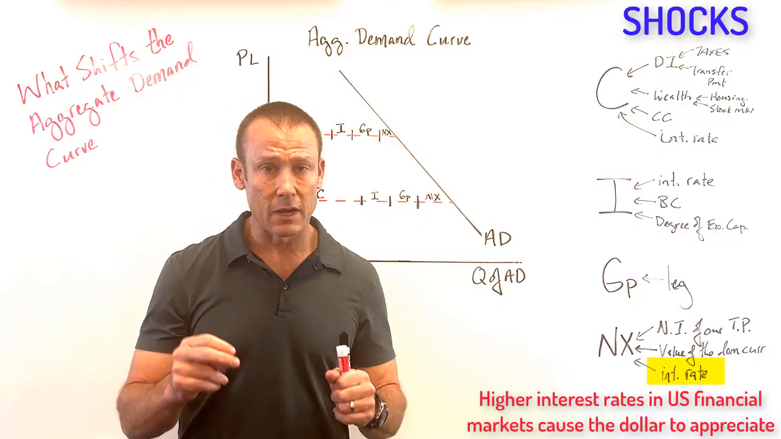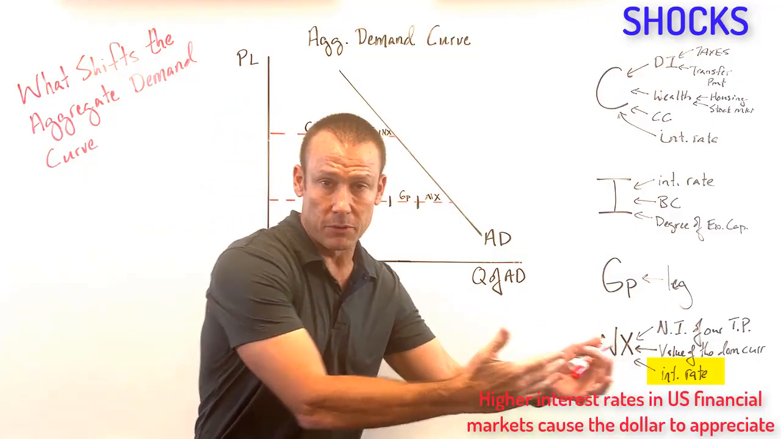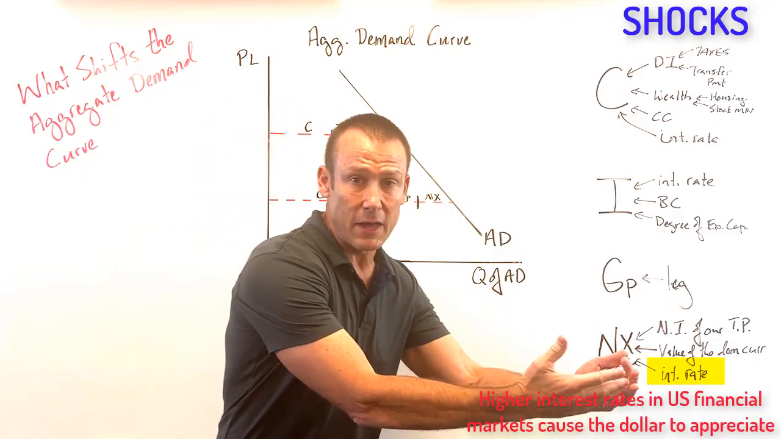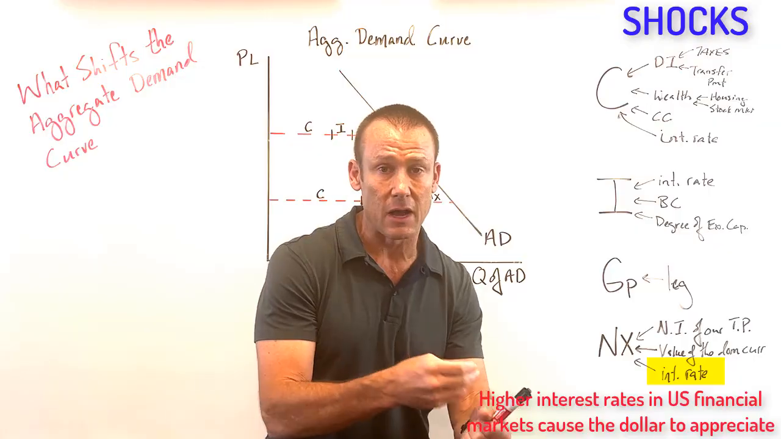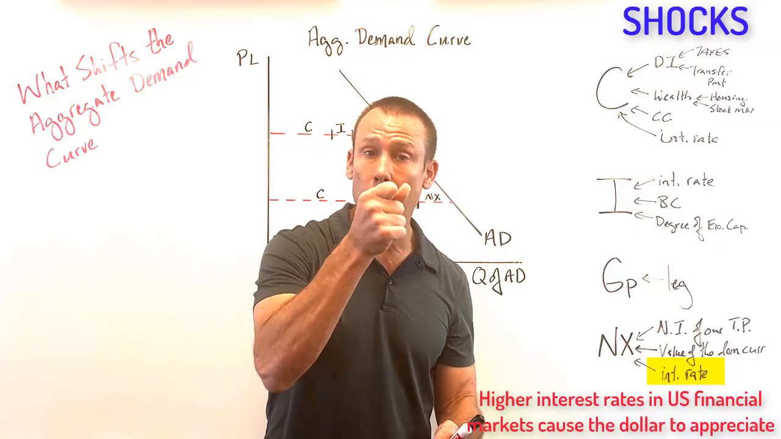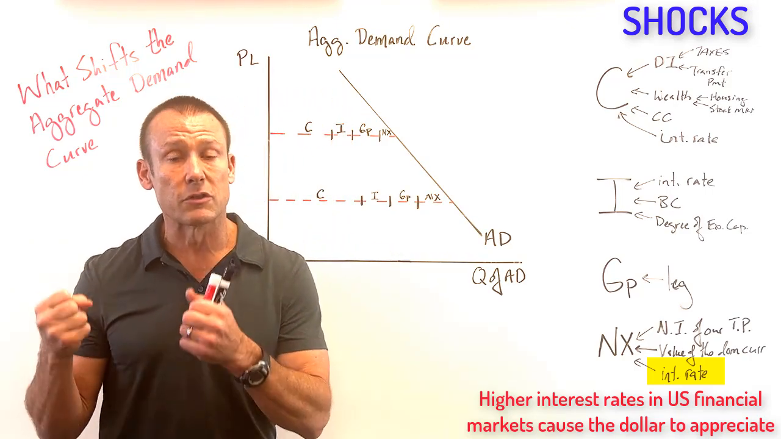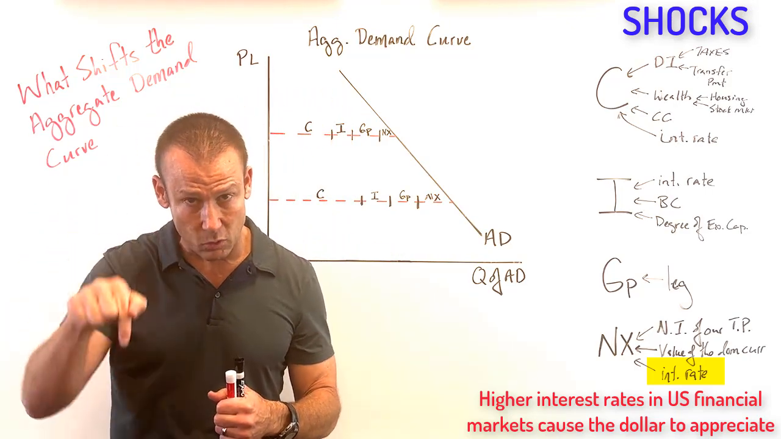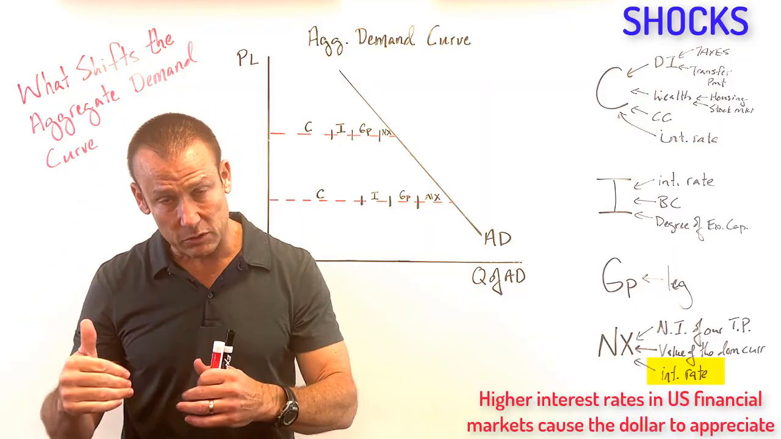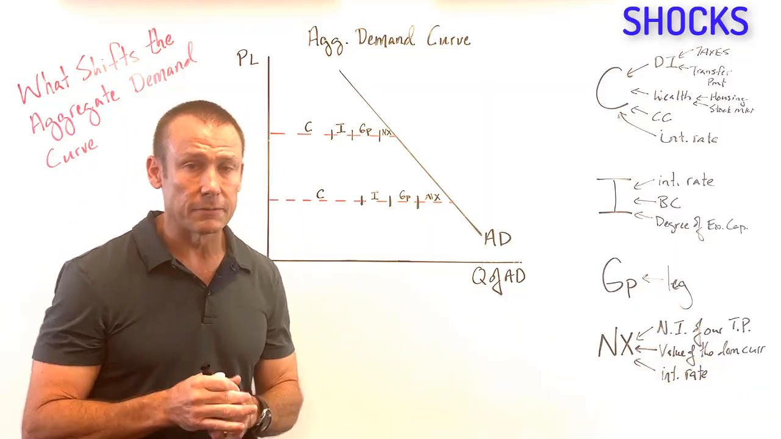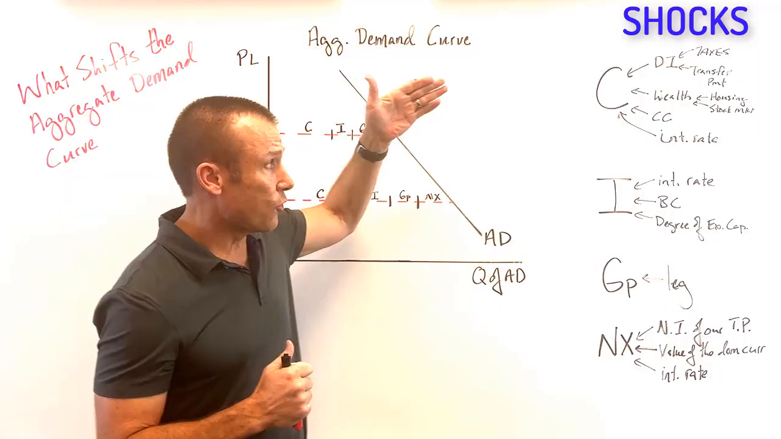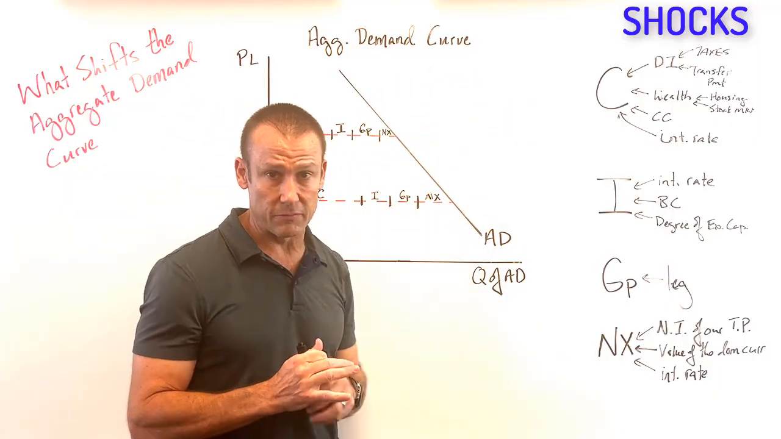Really quickly, one more time, interest rates go up. People want to put their money into our financial markets. To do that, they're going to have to get our currency. They're going to demand the dollar. When they demand the dollar, it is going to appreciate. That means the dollar is going to become more expensive, which is going to make our goods and services more expensive. Exports are going to go down. So if interest rates go up, exports go down. AD shifts to the left. Now, that's it. Those are our determinants of AD.